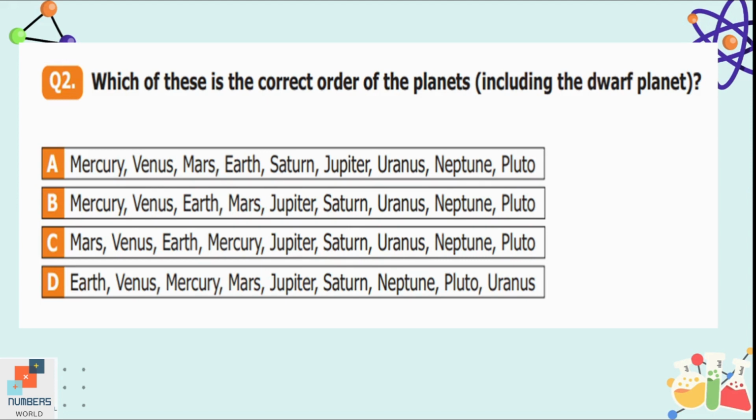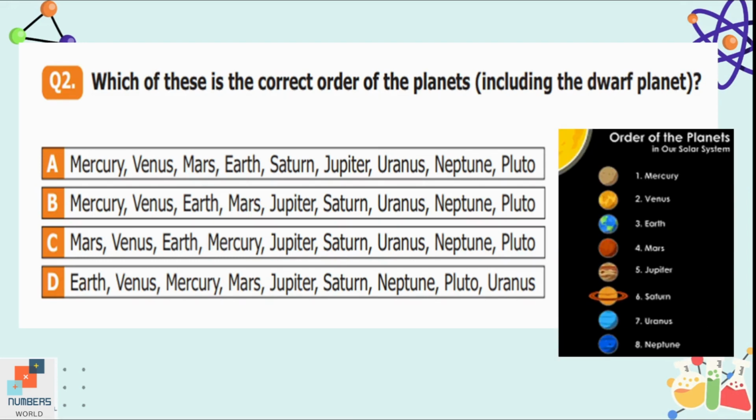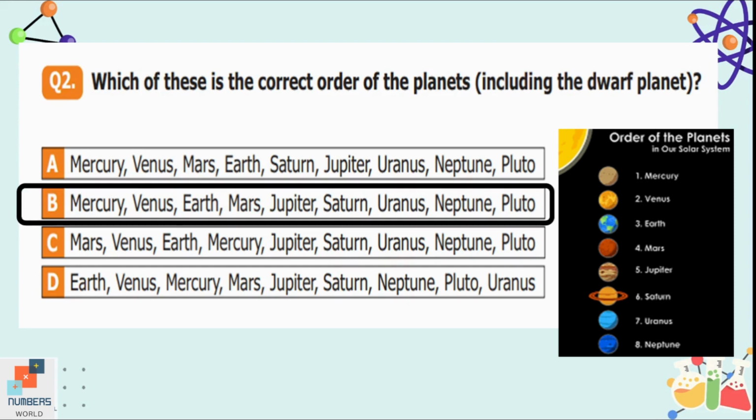Question number 2. Which of these is the correct order of the planets, including the dwarf planet? If we look at the order of the planets in our solar system, including the dwarf planet Pluto, the correct sequence is Mercury, Venus, Earth, Mars, Jupiter, Saturn, Uranus, Neptune, and Pluto. So option B is the correct option here.